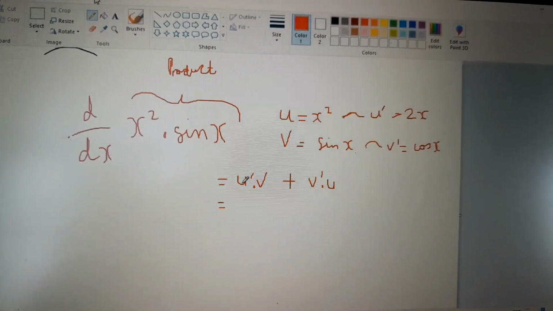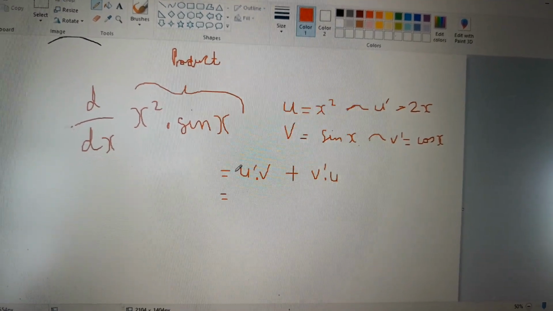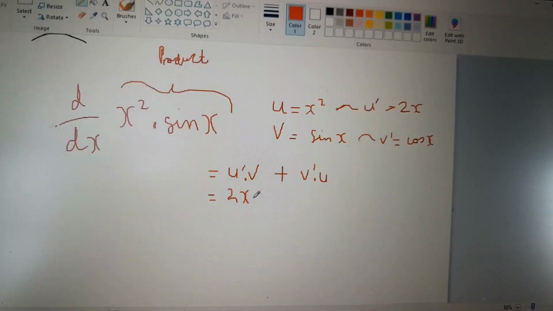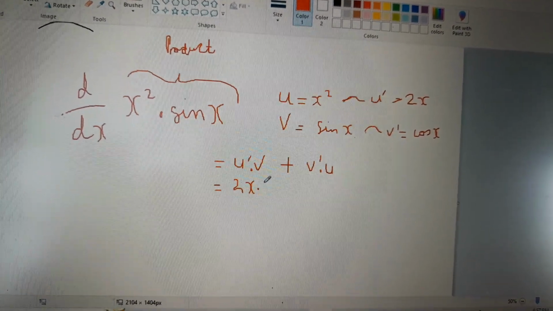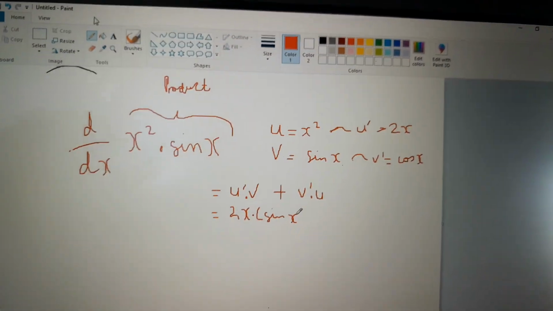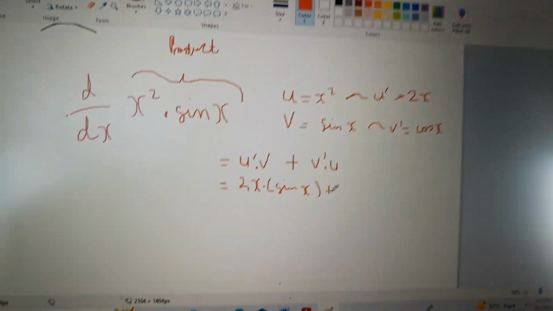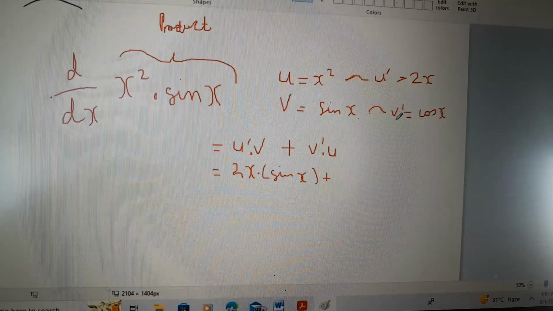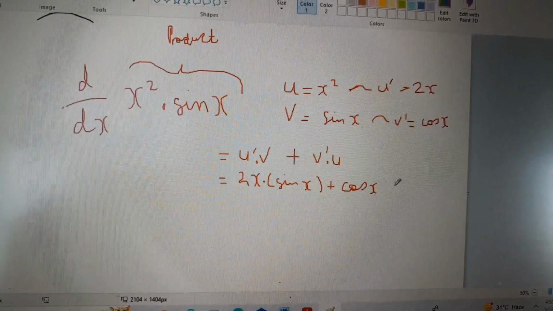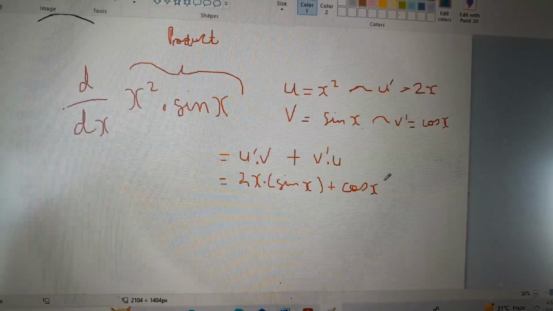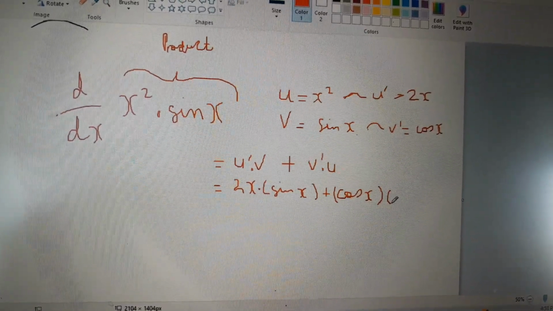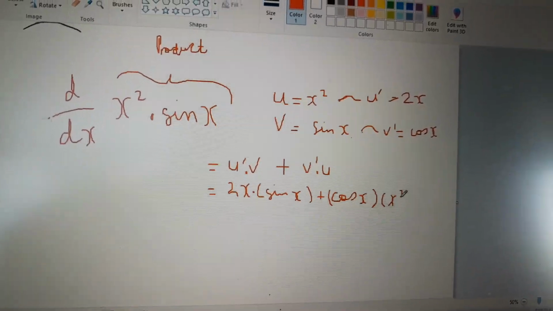So I have the derivative of u, which is 2x, times v, which is sine x. We add that to v prime, which is the derivative of v, which is cos x, and that will be multiplied by u, which is x squared. So this is what we should have.